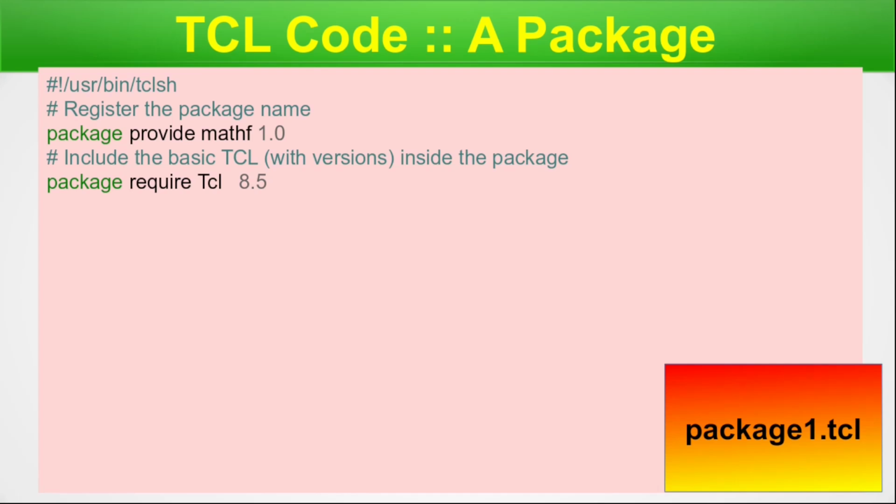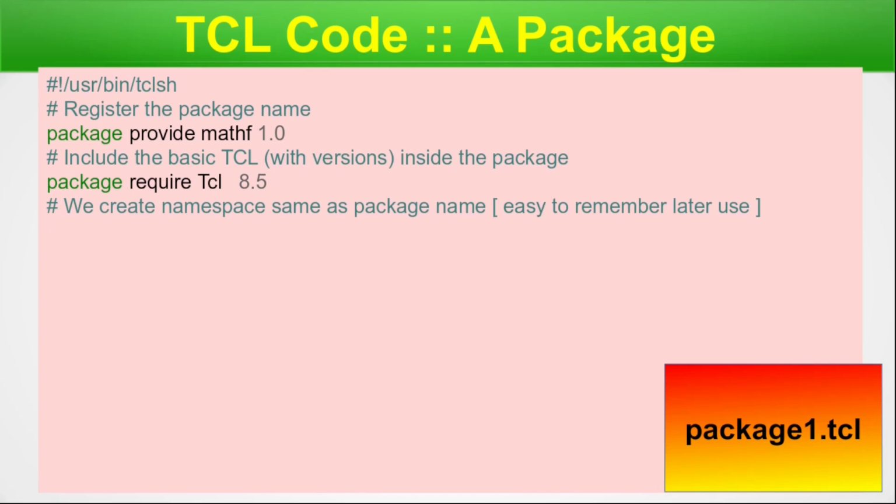Why are we using this? So that this particular package should be compatible with all the procedures and variables whatever are there in Tcl 8.5. Here we create a namespace same as the package name, easy to remember, and we can later use it. We give the namespace eval. You are already familiar with this particular syntax from the namespace episode.